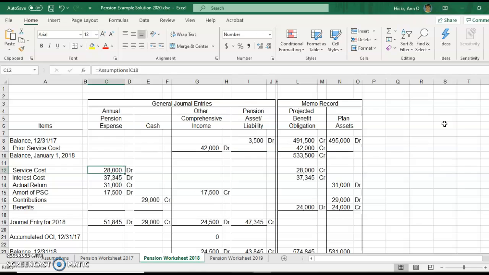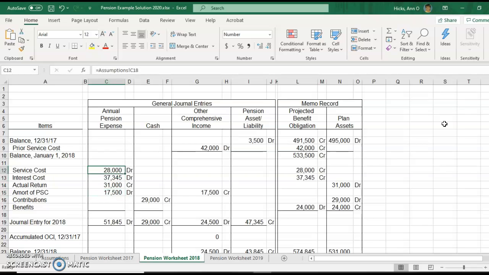So let's go over to our annual pension expense. We'll go through it pretty much the same way we did in 2017. The annual service cost comes from our assumption page, $28,000. The interest cost is the 7%, but notice it is times the adjusted balance of $533,500. So the $42,000 in prior service cost does play into the amount of interest cost for the year. Our actual return is $31,000. Again, that was given to us.